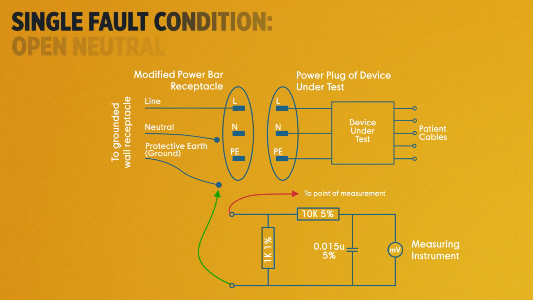Next is the open neutral single fault condition. For this one, you will disconnect the neutral wire and tape it out of the way. The neutral will generally be the leftmost prong if you're using a UK power supply. You can confirm this by measuring AC voltage across the prong and ground. The neutral will yield a reading of 0, and the live wire will have a reading.